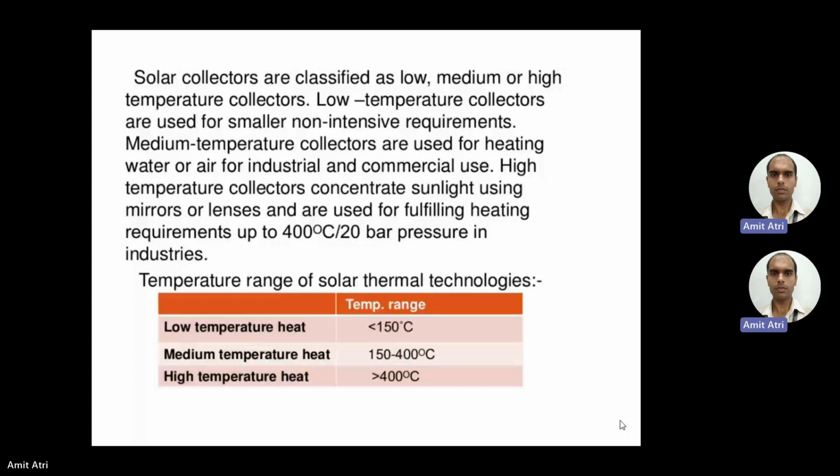Non-concentrating solar collectors are generally used for low and medium temperature. In contrast, concentrating collectors have a larger interceptor than absorber, meaning the absorber area is less.